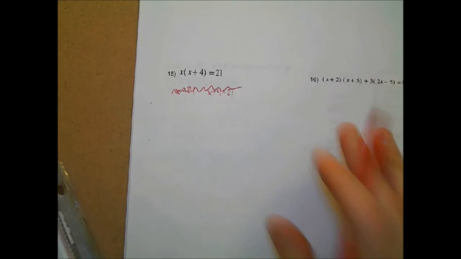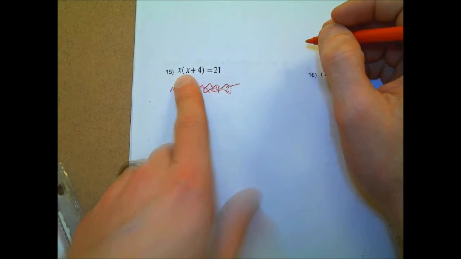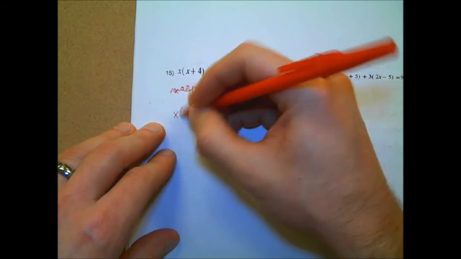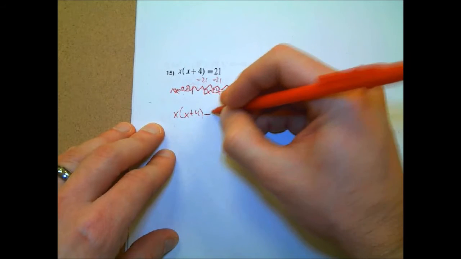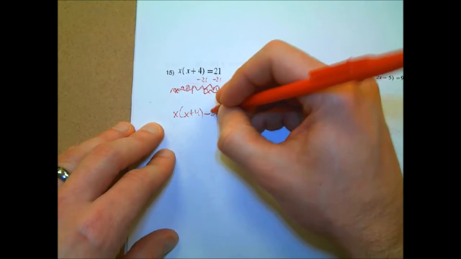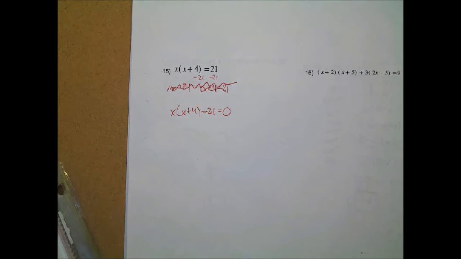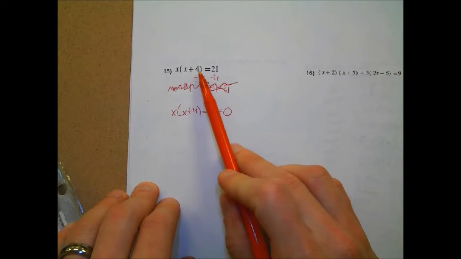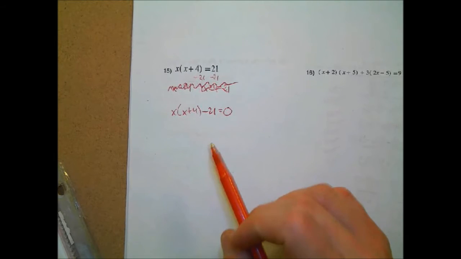Anyway, so what do we do here, though? We need to make it equal 0. What do we have to do to both sides? Subtract 21. So I'm going to have x times x plus 4 here, minus 21 on both sides, and that's going to equal 0. Okay, like that. I subtract 21. I can't do 4 minus 21. Why can't I do 4 minus 21 here? It's inside of parentheses. Yeah, we can't do that.